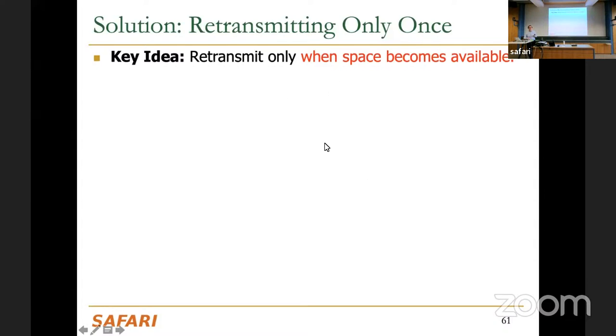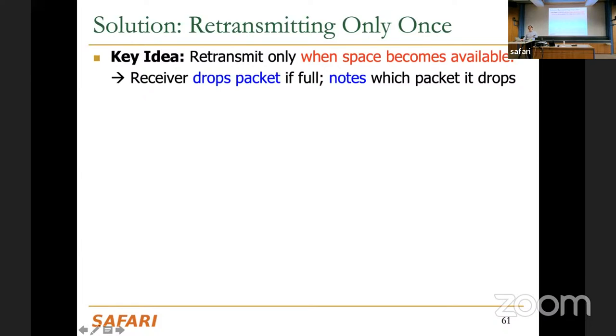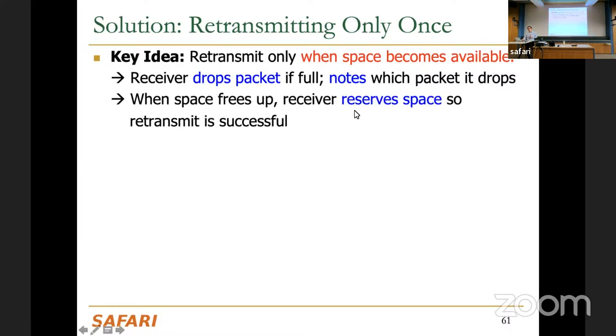Retransmit only once. Be optimistic initially, and then become pessimistic. That's the idea. And this sort of mechanisms are also employed in transactional memory, optimistic concurrency as well, which is interesting. So there are actually really interesting parallels between different parts of the system design. So basically, we transmit only when space becomes available. Receiver drops the packet if the buffer is full, and notes which packet it drops. And when space frees up, receiver reserves space so that the retransmit is successful. And receiver notifies the sender to retransmit.